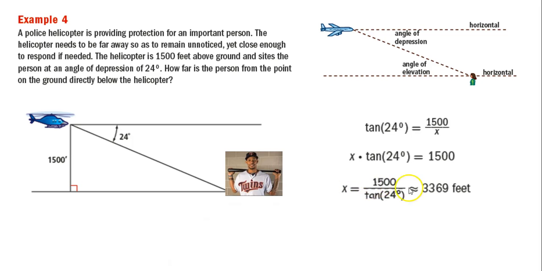So 1,500 divided by the tangent of 24, type in tangent of 24 in the calculator, and you will get approximately 3,369 feet. So therefore, this helicopter straight over here, so right above the person, is about 3,369 feet.